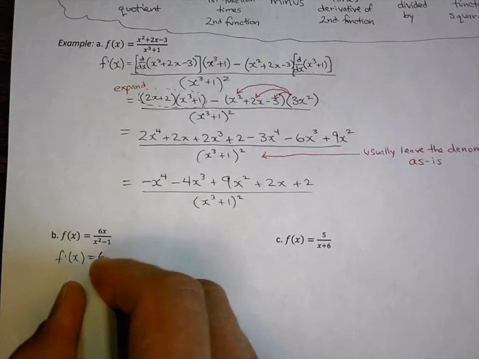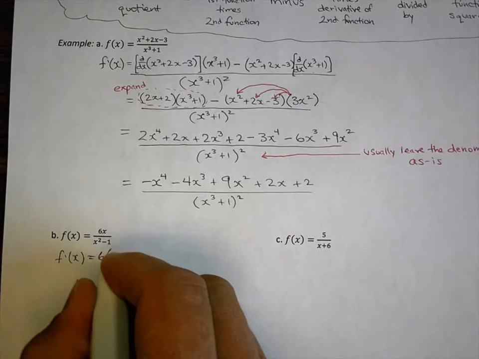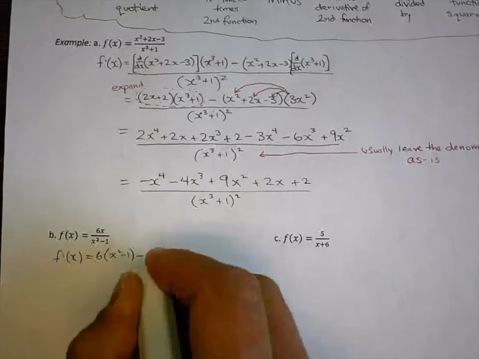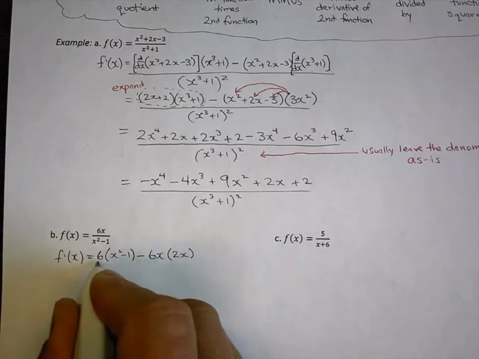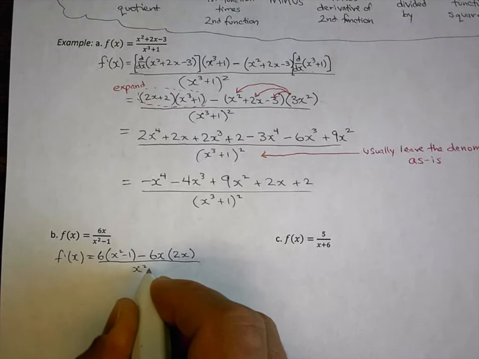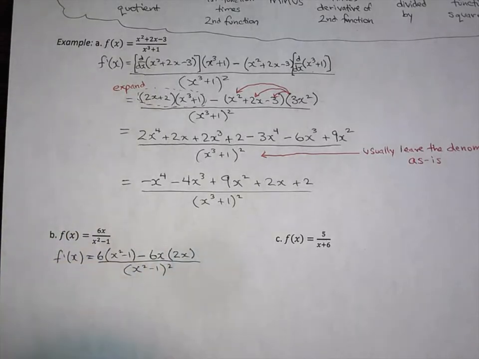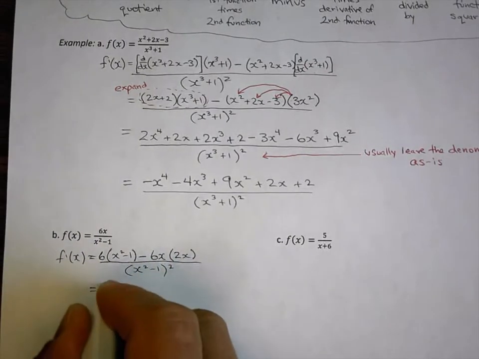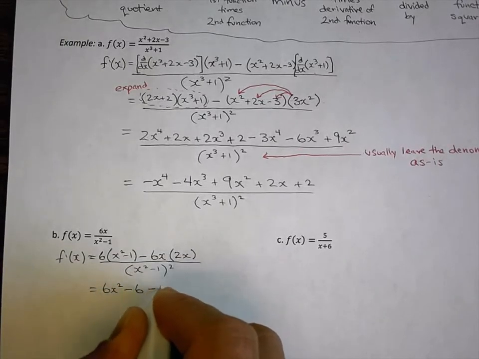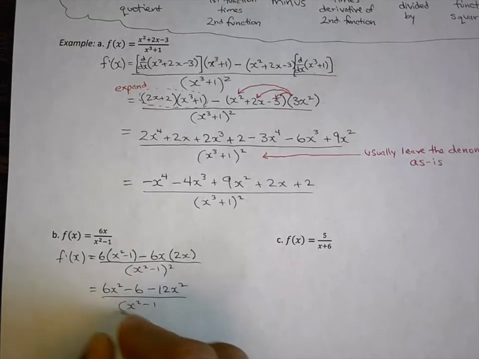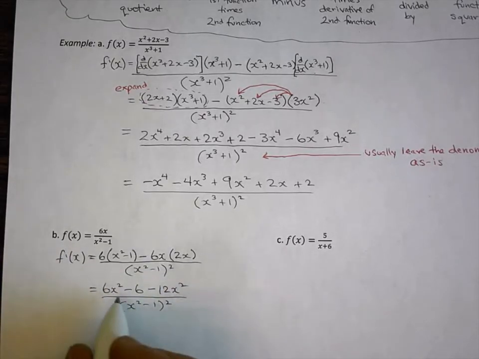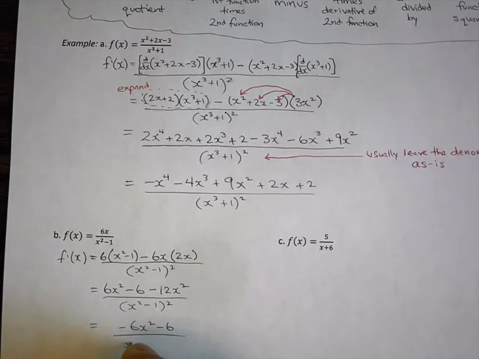So the derivative of the first function, which is 6, times the second function, x squared minus 1, minus the first function, times the derivative of the second function, which is 2x, all over, and don't forget this, x squared minus 1 all squared. Now I need to expand and collect my like terms, so I get 6x squared minus 6 minus 12x squared. And that's all over x squared minus 1 all squared. So my final answer is negative 6x squared minus 6 over x squared minus 1 all squared.